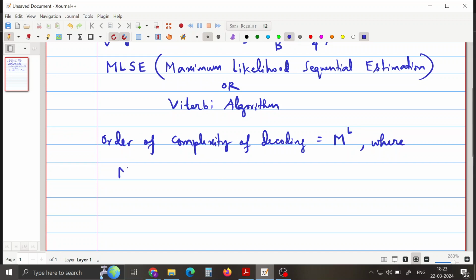M to the power L, where M is the constellation size and L is the number of symbols of ISI.